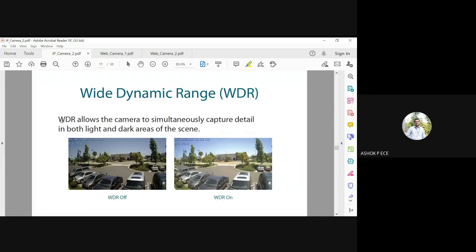Wide dynamic range. It is how the camera can simultaneously capture detail in both light and dark areas of the scene. That is wide dynamic range. So this is wide dynamic range off, and this is going to be wide dynamic range on. So you can see that the lighting is very good here. Okay, lighting is very good here.